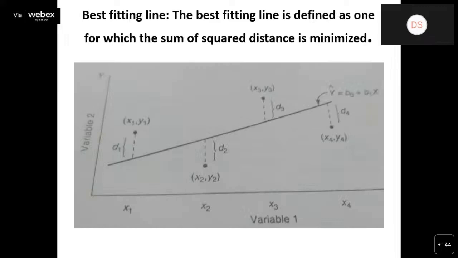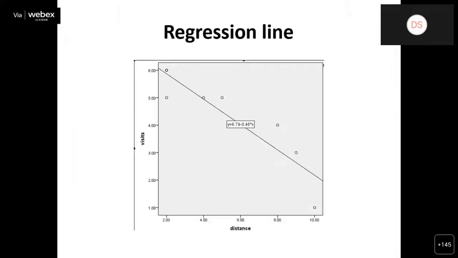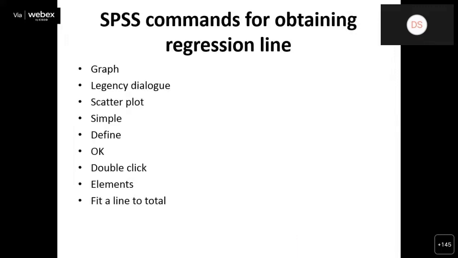As I told you, there are many methods for the best fitting line. In this regression analysis, we are using the least square regression method. What least square regression does is, the best fitting line is defined as the one for which the sum of squared distances is minimized. We take each point, and the line that minimizes the sum of squared distances is what we look for in least square analysis. This is the way we can draw the regression line.